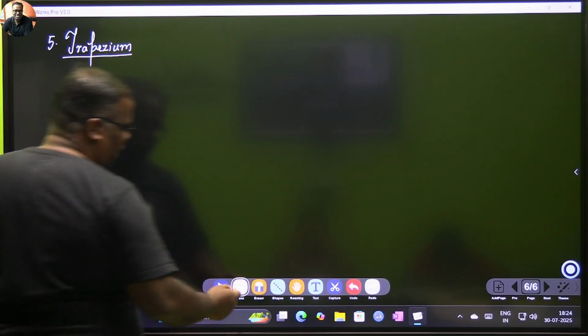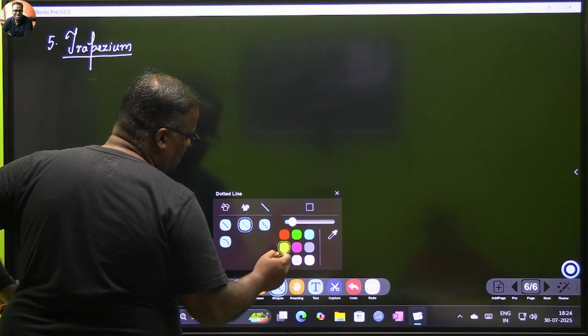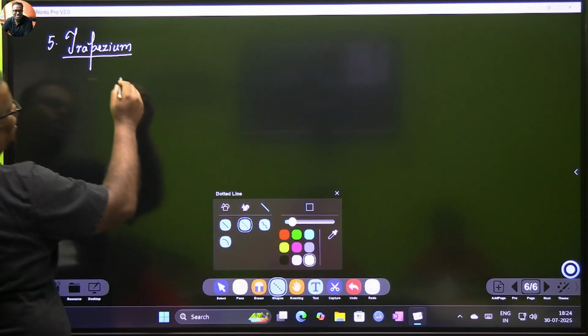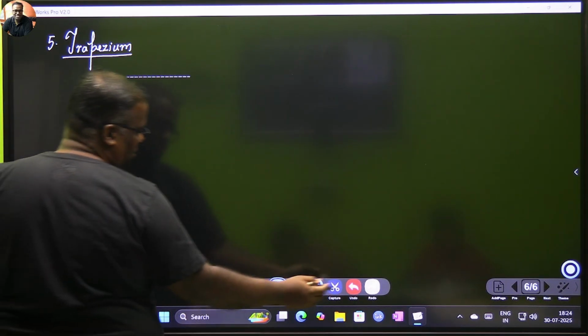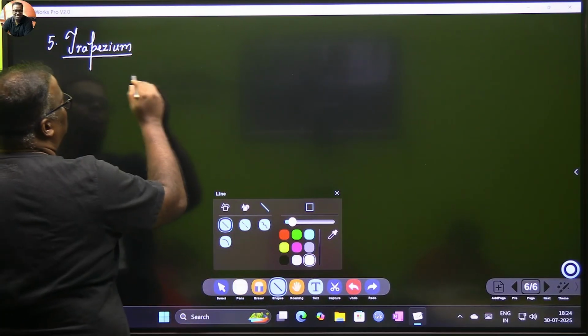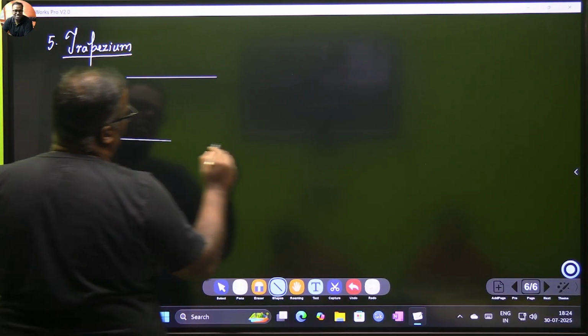A trapezium has got one pair of opposite sides only parallel. Nobody talks about them being equal. Okay, so look at a trapezium. My trapezium is something like this. One pair of opposite sides is just parallel. It can be, and they're not equal.